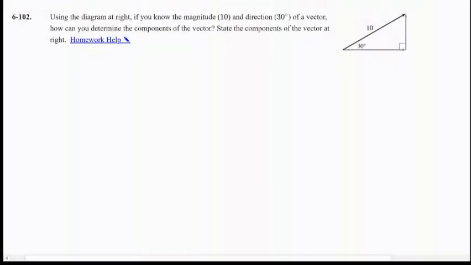Here we're given a diagram to the right, and we're given the magnitude, which is 10. We see the length of this line, and the direction, which is 30 degrees from 0, of a vector. How can you determine the components of the vector and then state the components of the vector?